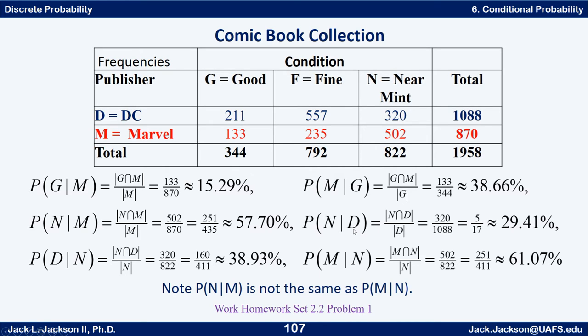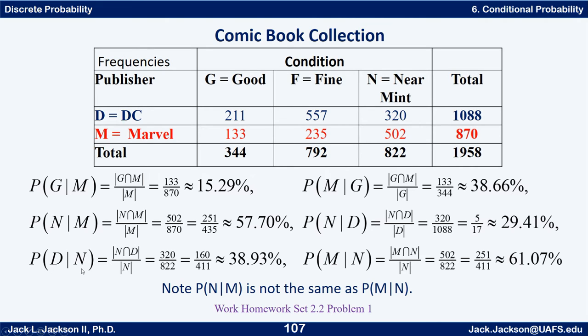How about near mint given DC? Okay, given it's DC, we know that's 1,088 of those, so that's the denominator. The numerator is going to be, of those, the ones that are near mint, which is this 320. That's 320 is D intersect N, or N intersect D. Okay, so 320 over 1,088 reduces to 5/17, or about 29.41%.